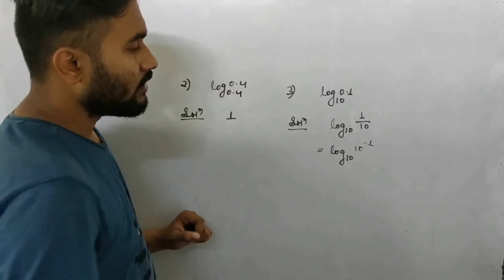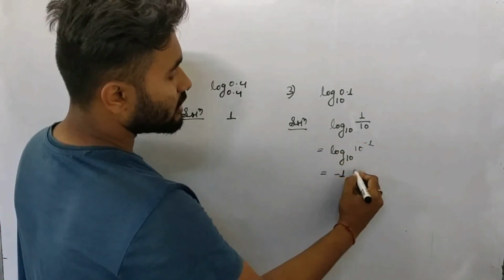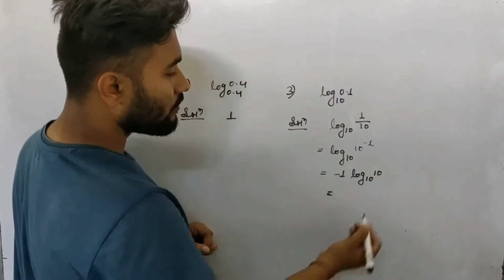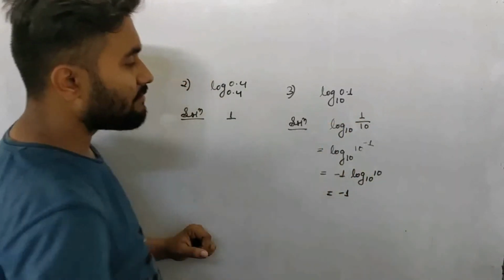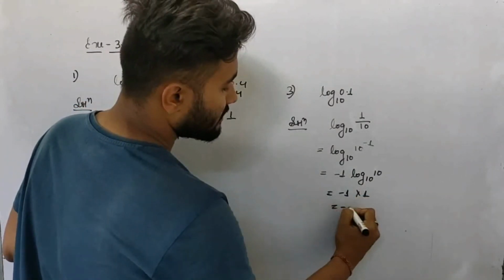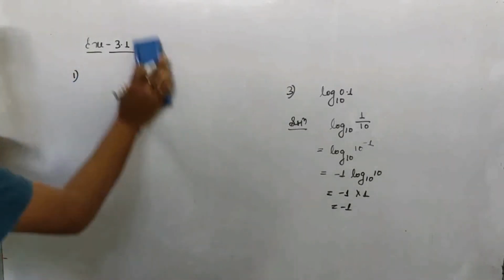Now simple. This minus 1 will come to the front: minus 1 times log 10 base 10. So what is the answer? Same base, so log 10 base 10 is 1. Minus 1 into 1, so your answer will be minus 1. This is the short method.